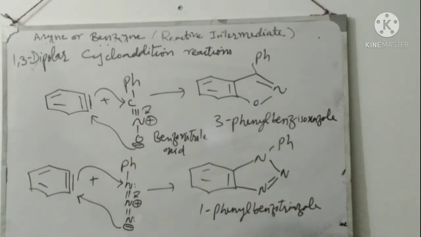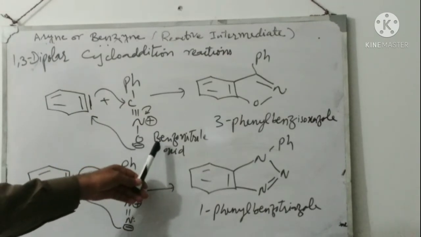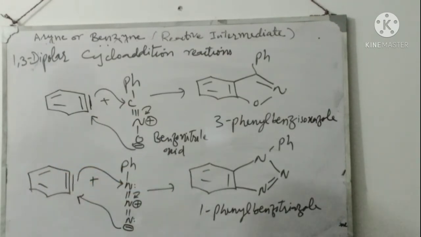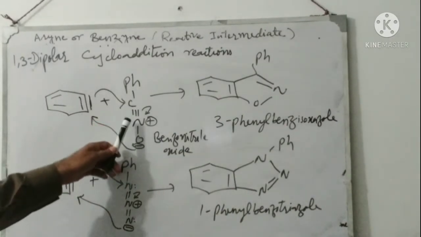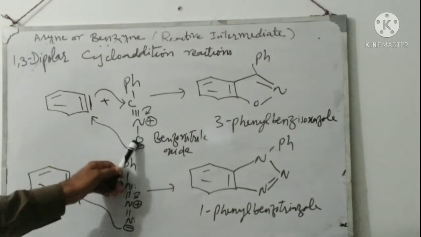So this is the last and final reaction of benzyne. This is the 1,3-dipolar cycloaddition reaction. So benzyne reacts with this benzonitrile oxide. This is 1, 2, 3. This is a 1,3-dipole.